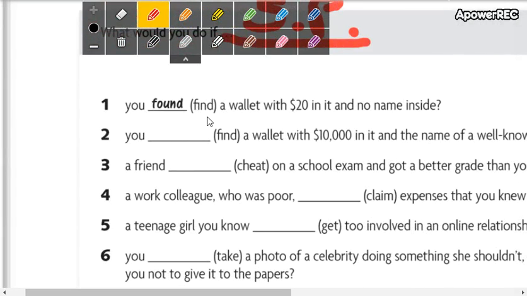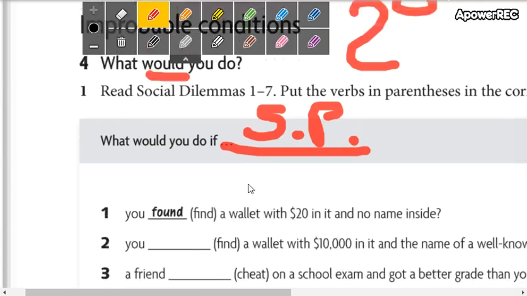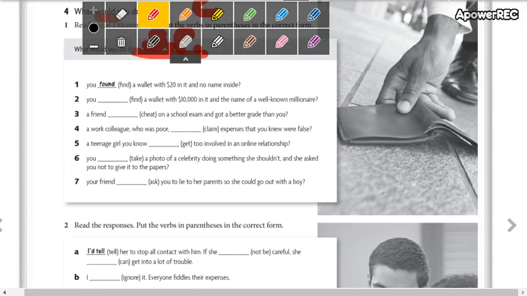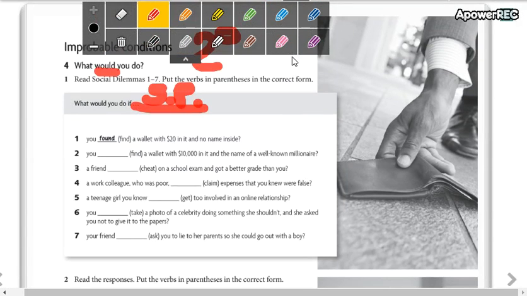You found a wallet with $20 in it and no name inside. So you're going to write the correct form of these verbs in parentheses to complete the sentences. Make a pause and do this part. Ready? So all these verbs, you wrote them in simple past because they are improbable conditions. What would you do if?